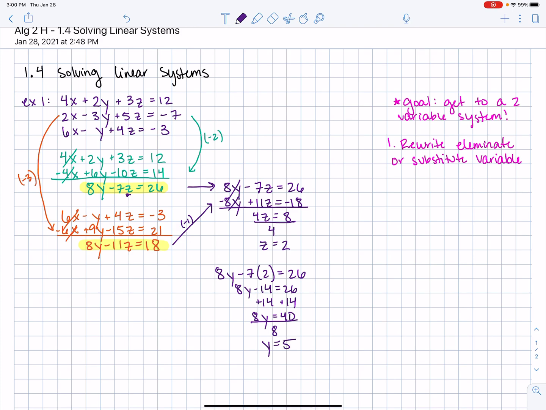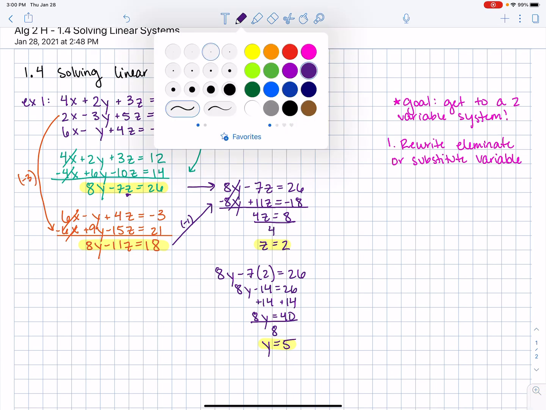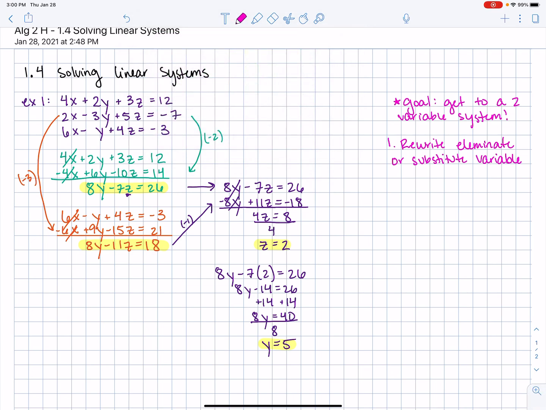Okay, so far I have z equals 2 and y equals 5. So if we go back to these steps over here, we rewrote for the elimination. Step 2, which is in purple here, is to solve your two variable system.